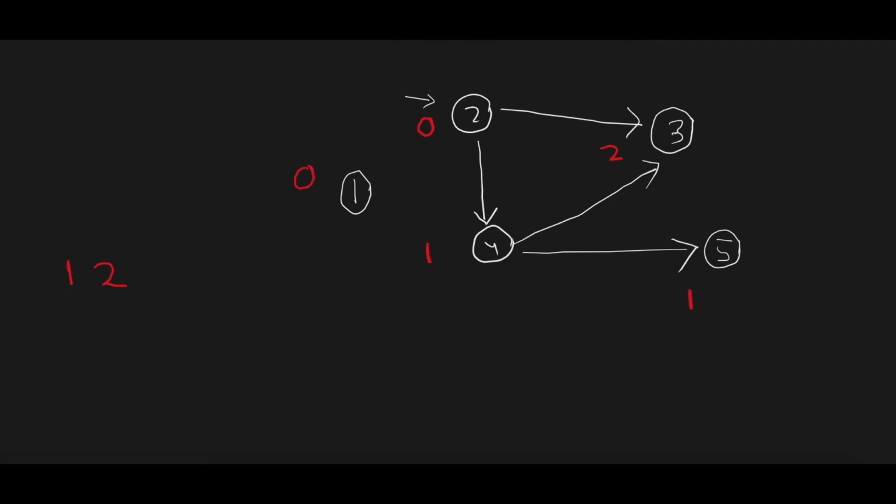So remove this, and update the in degrees. This will become 1, this will become 0, right? Fine. Now we'll pick the next one. Next one is 4, right? Okay, so we'll write 4, okay, and now we'll remove the edges which are connected to 4.